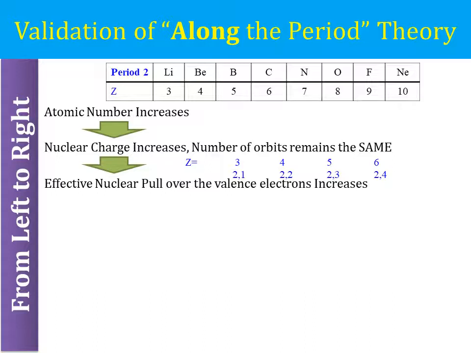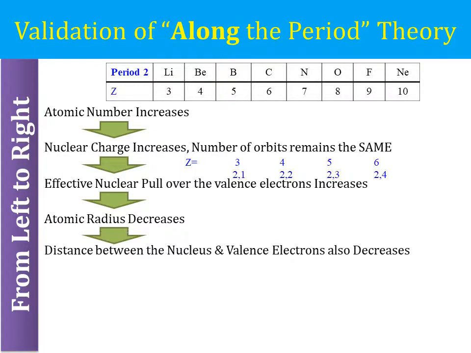its effect overpowers the electron distribution. It overpowers the increase in the number of electrons because electrons are scattered, and thus it pulls. So the nuclear pull is greater. It overpowers and brings the electrons closer to the nucleus, and thus atomic radius decreases.